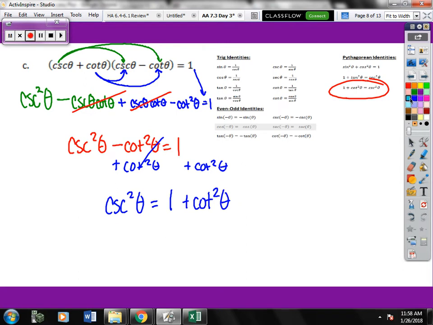which is the identity. And I'd like to have left and right be exactly equal, so this whole thing is equal to the cosecant squared. So I would get cosecant squared equals cosecant squared. Done.